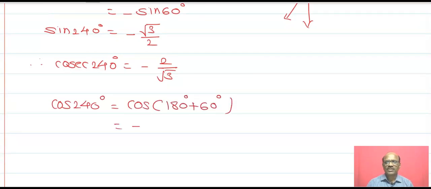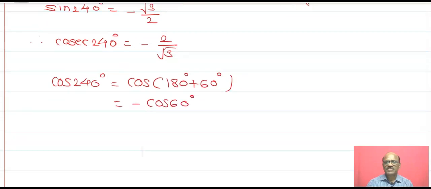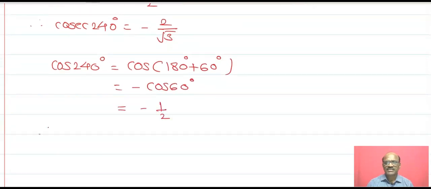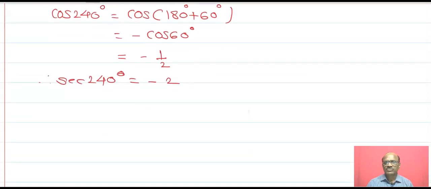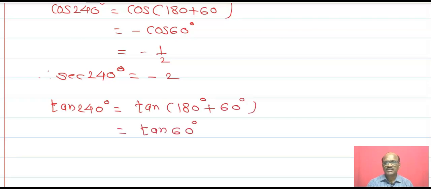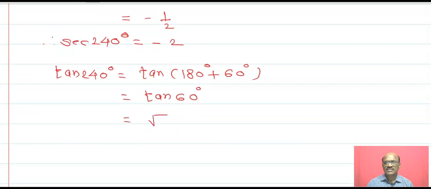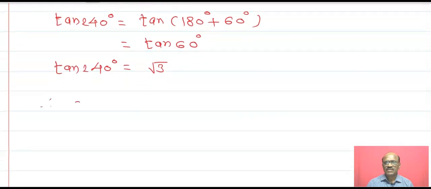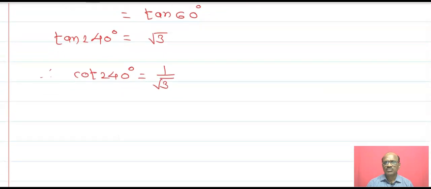Now cos of 240, that is 180 plus 60. Whenever there is a pi angle, the function remains as it is, that is minus cos of 60, and that is equal to minus 1 upon 2. And in this way we can find out the sec of 240, that is equal to minus 2. Tan of 240 is equal to again 180 plus 60, and that is tan 60, which is root 3. Next is cot of 240, which is equal to 1 upon root 3.